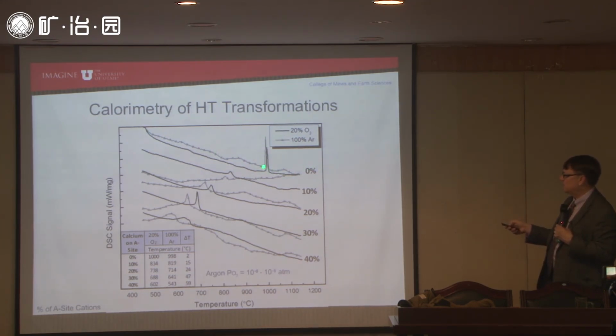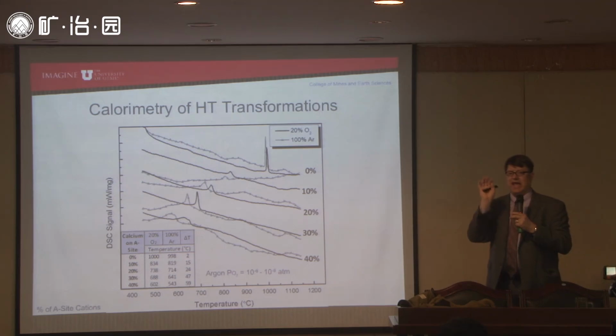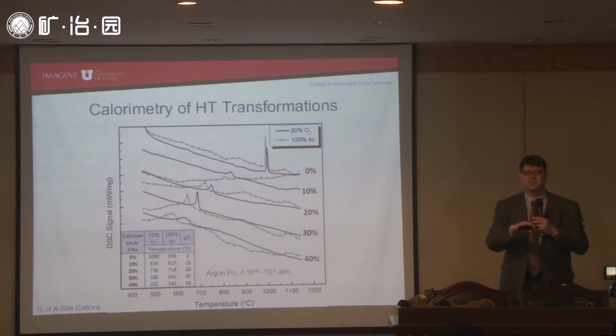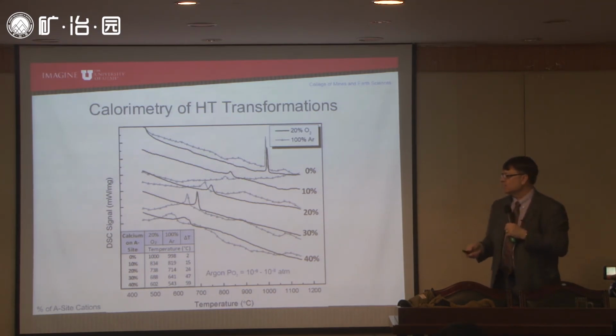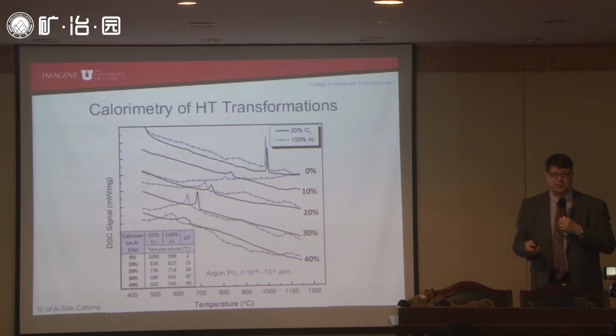For the 0% material, it's right around 1,000 degrees. And as you add calcium, that peak becomes lower and lower. So in other words, because we've added a divalent cation, we've changed the valence of the iron, we put vacancies in the material, it's easier to get that phase transformation to take place. The question is, what is that phase transformation? Right?